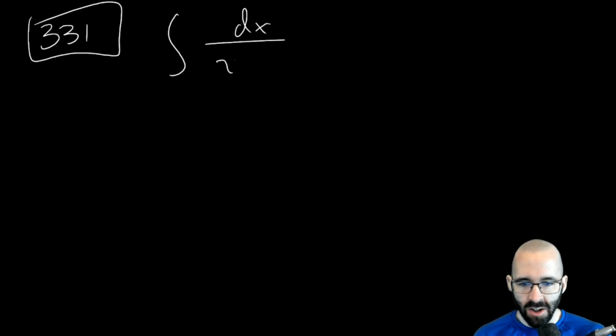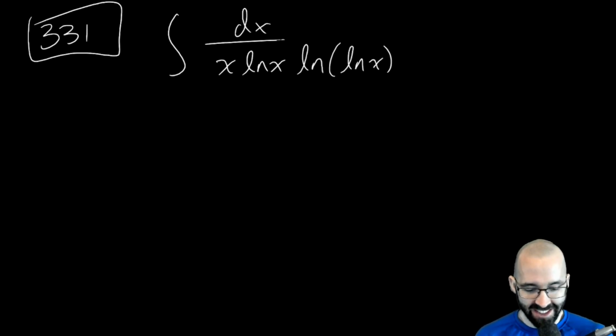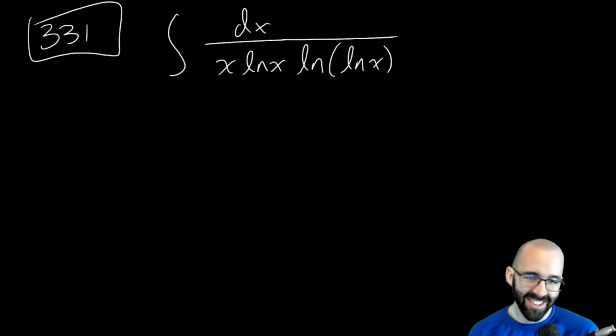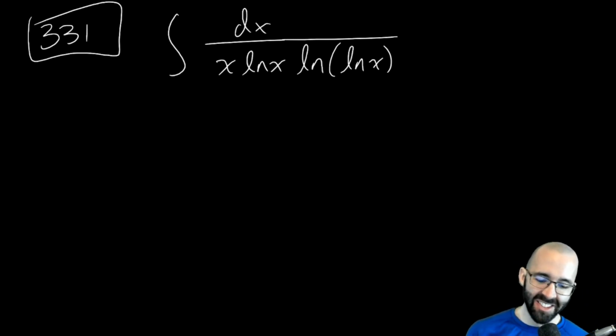Next up, what else do we got? 331. The integral of dx over x times the natural log of x times the natural log of the natural log of x. I like problems like this, but I know some students don't. So this looks like a mess.